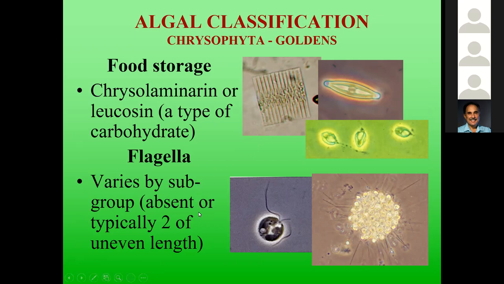Flagella will vary by the group. Sometimes they don't have any. If they have them, it's usually two, and it's usually uneven length. They may have spines. Those are not flagella, but spines sticking off a Chrysosphaerella. Individual cells usually have some kind of vacuole in them, a big open clear space in the cell. That's a great tip off that you're dealing with a chrysophyte and not a green.